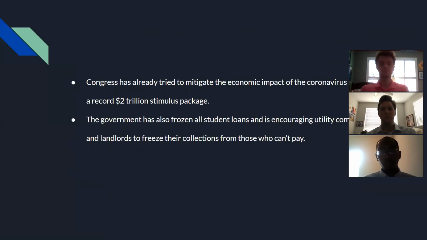So Congress has decided to pass the stimulus package, a $2 trillion stimulus package, where if you make below a certain amount, you'll get $1,200. And the government also suggested that landlords freeze their collections, and the government has also frozen student loans.